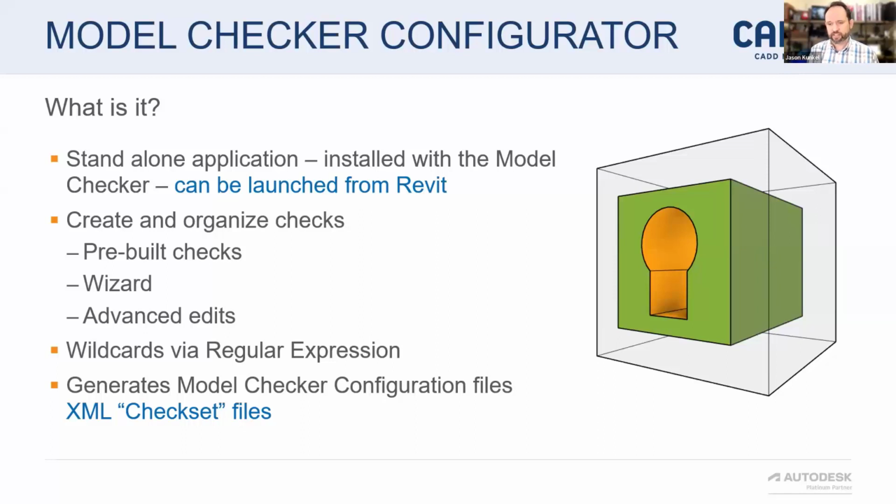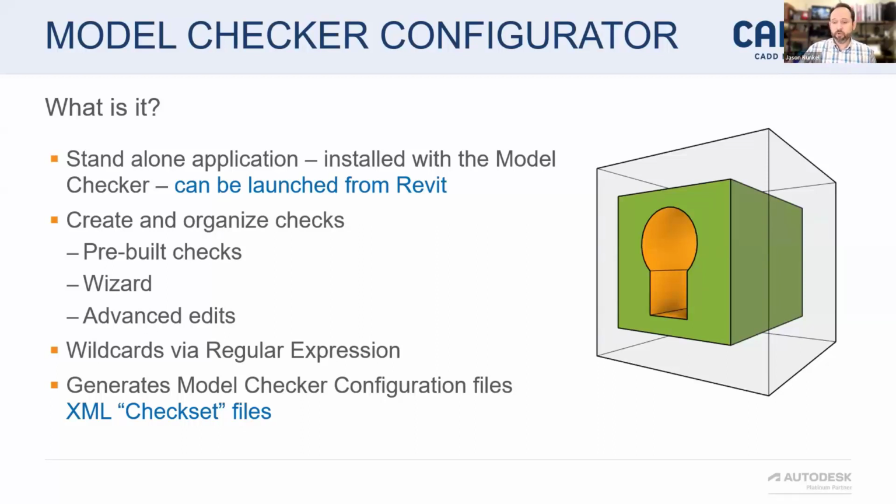And there are 3 ways checks are made. There are some pre-built checks, and I'll show where those are. There is a wizard. And I think the wizard is a great way to start getting used to the Model Checker. The wizard's going to get your checks probably about 80% of the way there. They always need a little bit of tweaking, but it's supposed to just walk you through. I'm looking at walls. I want to look at the height of walls. If my walls are too tall, I want it to fail. That's the kind of thing the wizard's going to step you through.